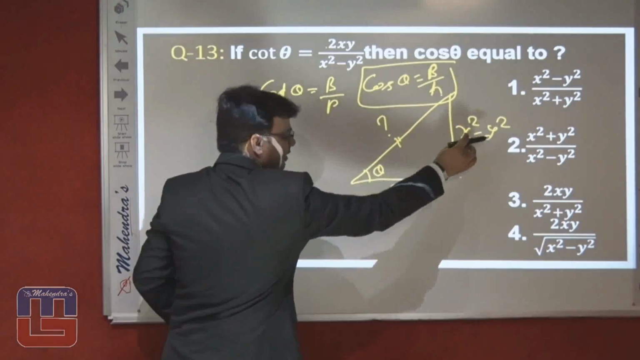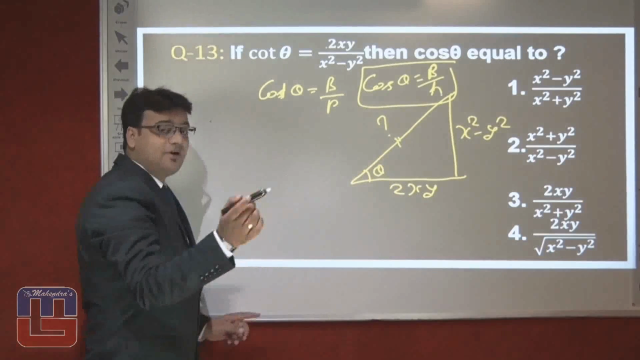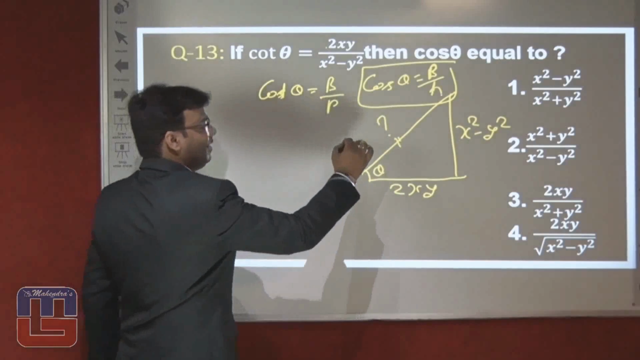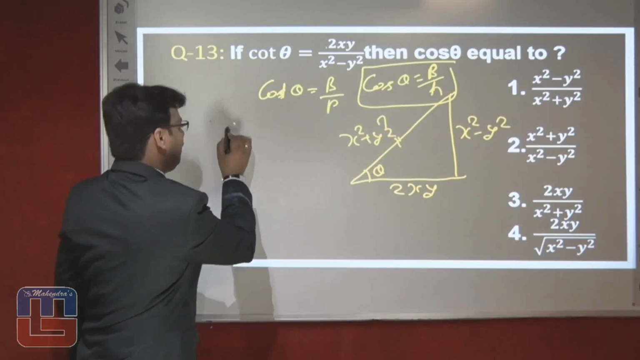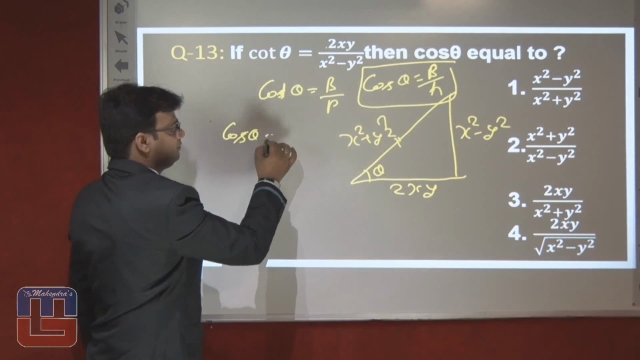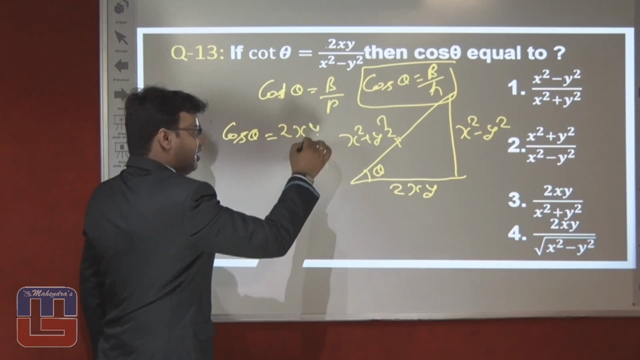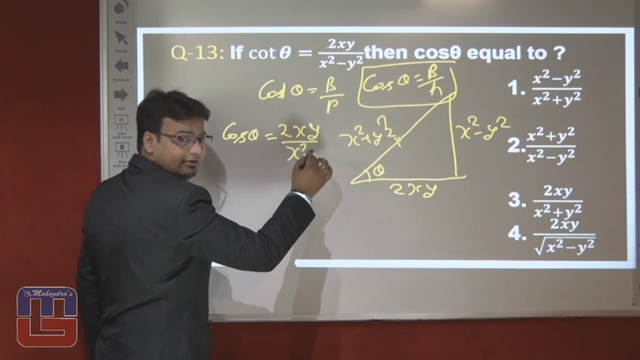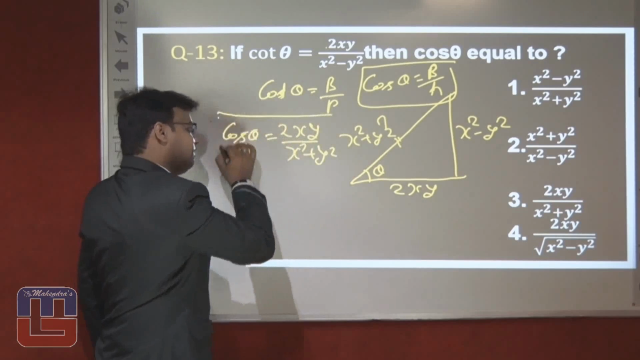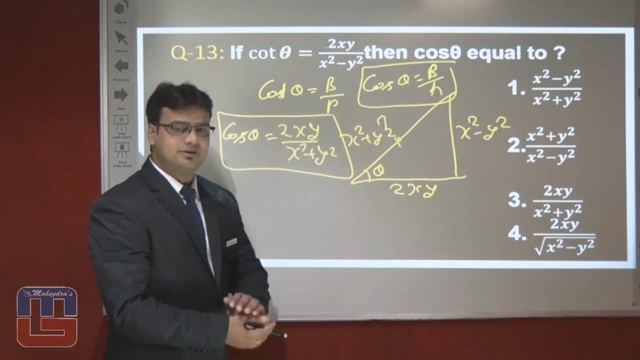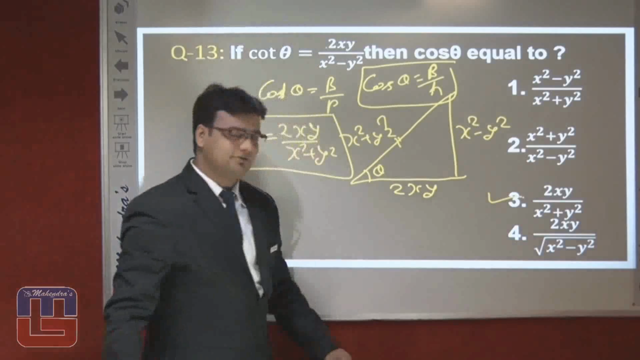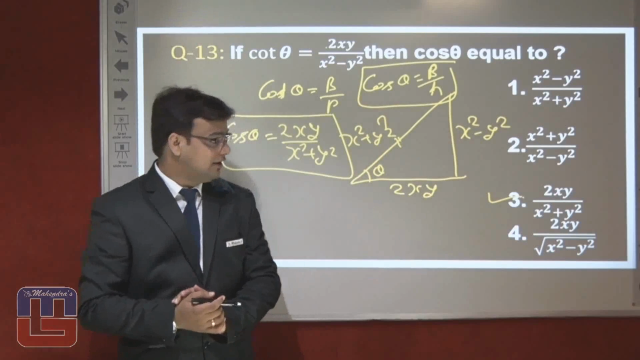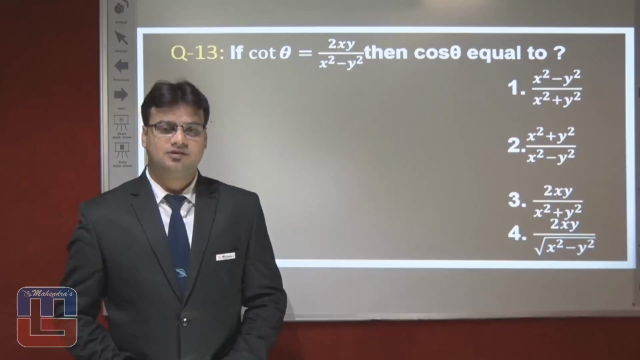Square this and square that, add them, then find the square root. Then we get x square plus y square. That means cos theta is equal to 2xy upon x square plus y square. Check in which option it is correct. So it's fine in the third option, 2xy upon x square plus y square.